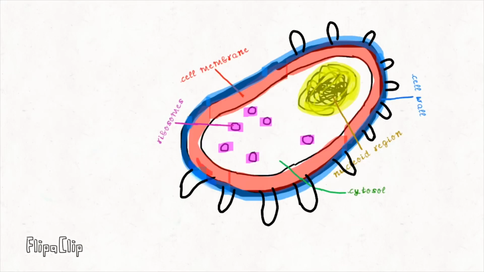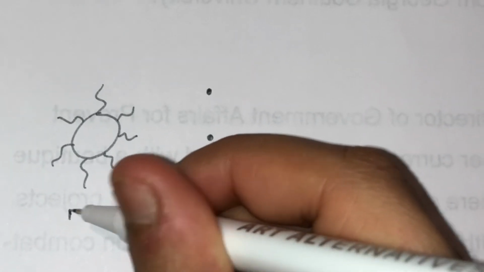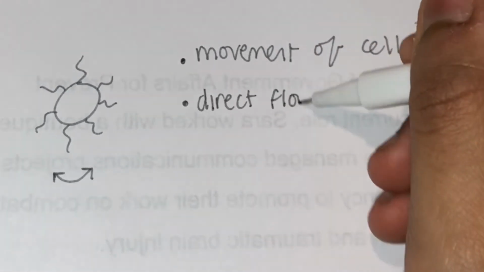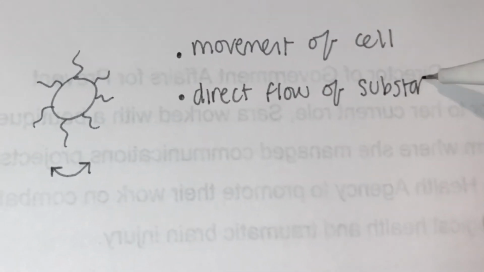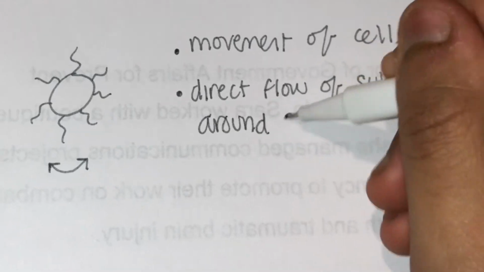Aside from or in addition to flagella, some prokaryotic cells may have small hair-like structures lining the cell known as cilia. These cilia wiggle back and forth and are used for movement of the cell as well as movement of substances around the cell.